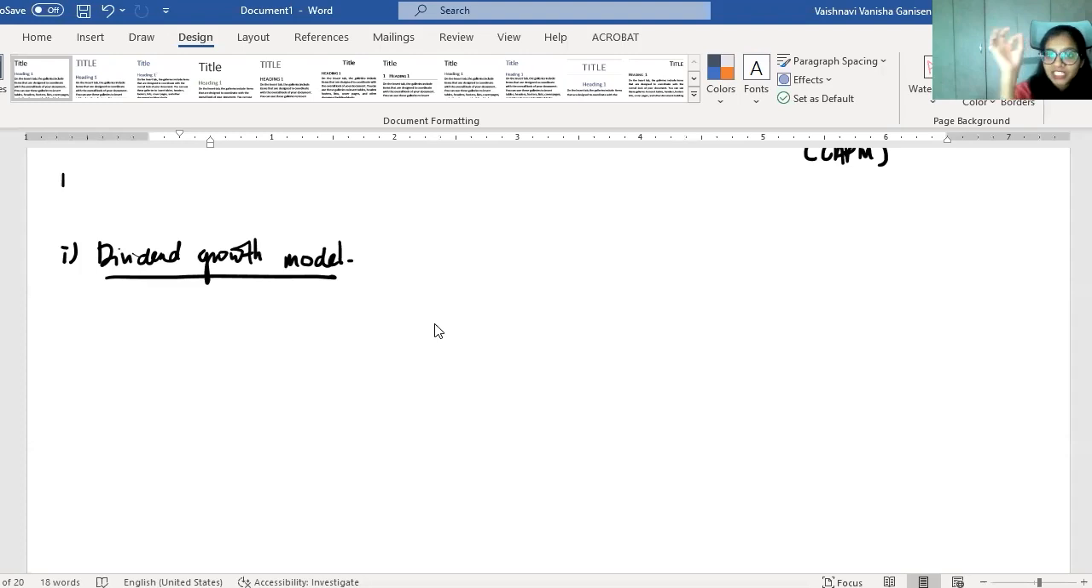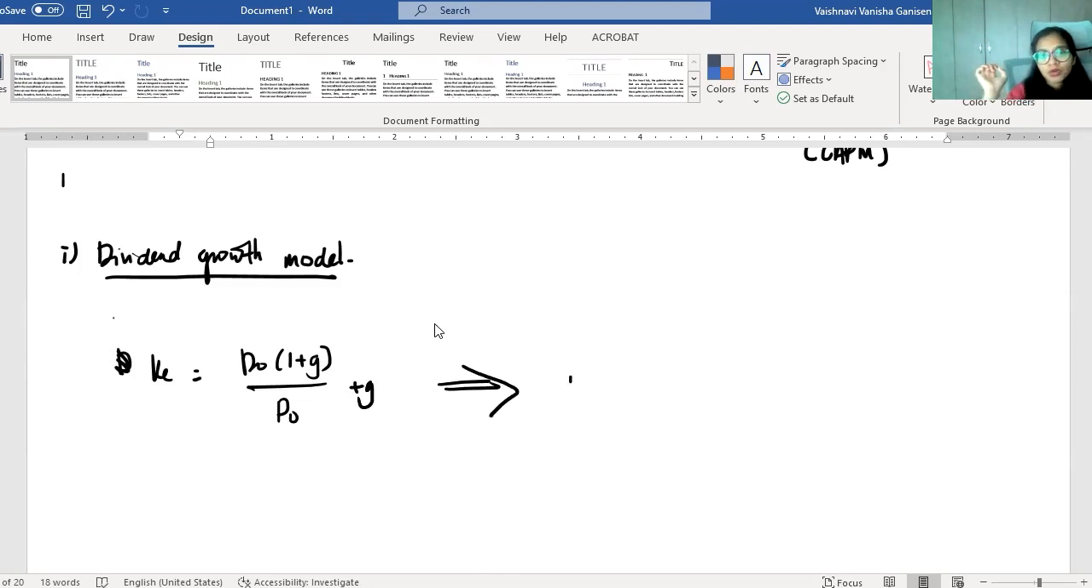So what is the formula? I must tell you the formula first, then I'm going to explain. The formula of the dividend growth model or the dividend valuation model is KE equals D0 (1 plus g) over P0, plus g. But remember, I told you conceptually, this formula is actually used to calculate P0. P0 equals D0 (1 plus g) over KE minus g.